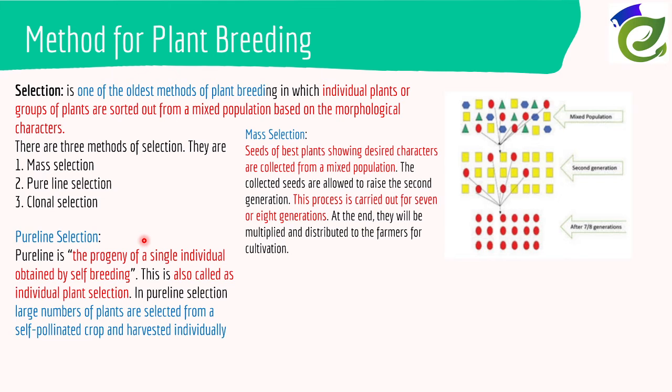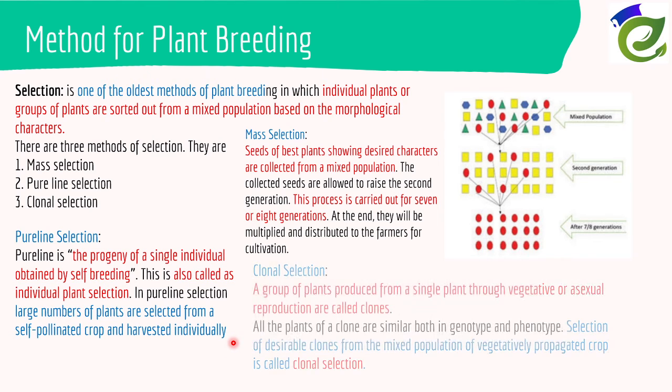Thus, you can bring out one whole field of crops from just one plant itself, and since it's from only one plant, it's called pure line selection. As you can see, a large number of plants are selected from a self-pollinated crop and harvested individually. So that's the important thing we need to know.